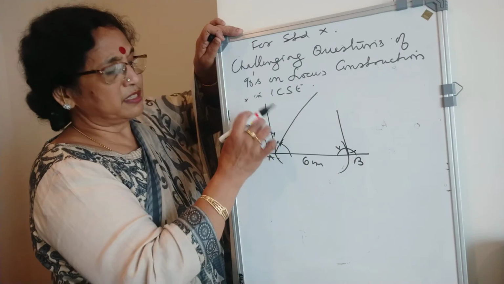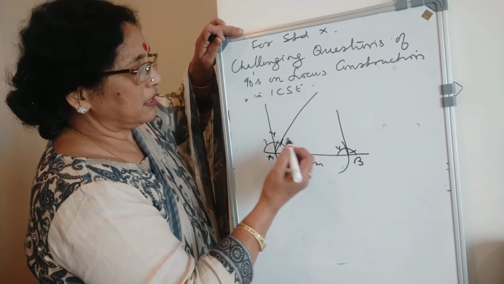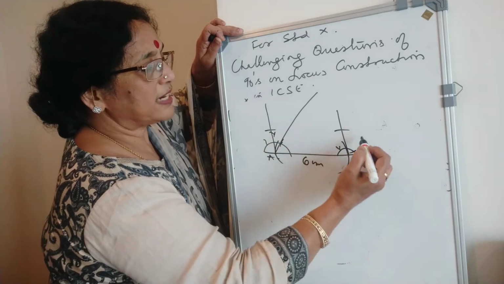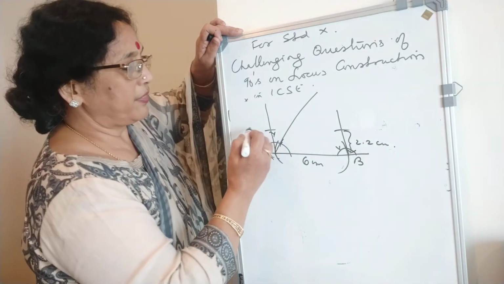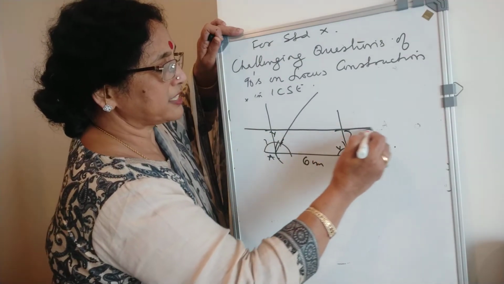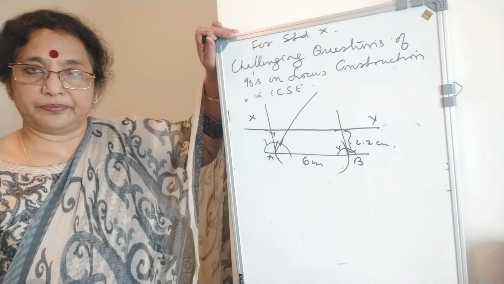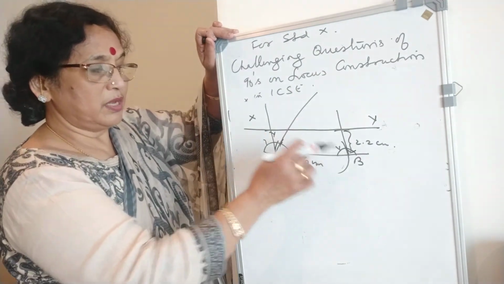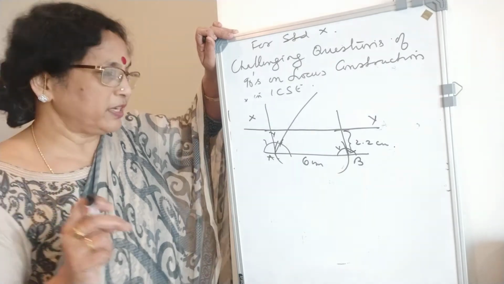You can make 90 this way also after 2.4, and here you cut 2.2 because that is the radius. 2.2 is the inradius, and then join this. So you get a line XY where the incenter will lie, because its distance from AB, which it will be touching, will be 2.2.